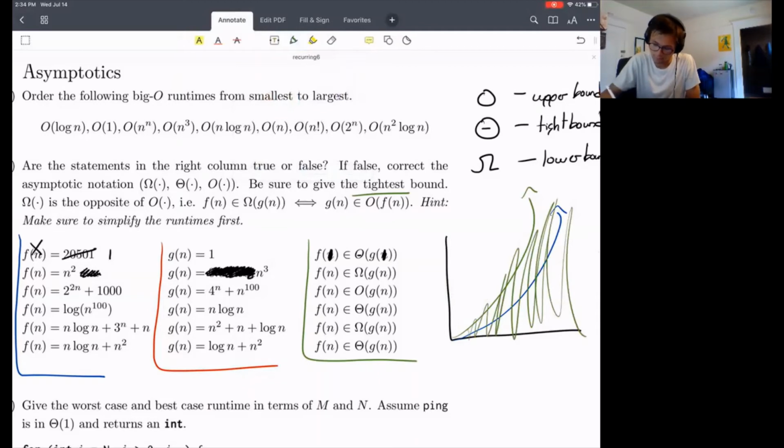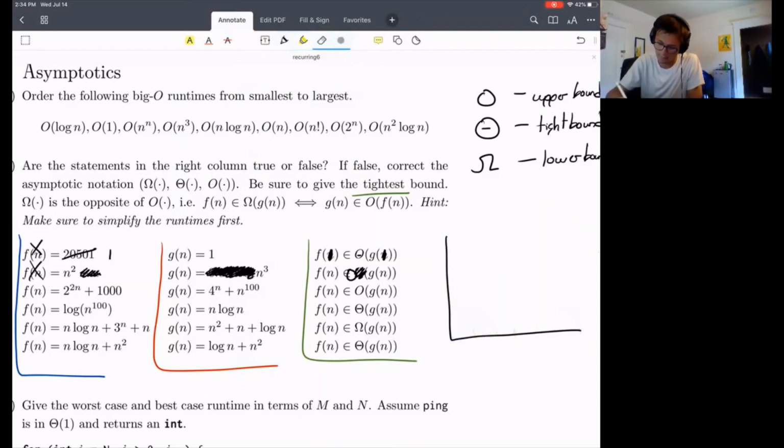That means that we should switch our notation. So this should not be omega of g of n. This should be O of g of n. So this is false. It should be O of g of n, and then the statement is true. Okay, continuing on. Let's simplify this. Constant here, we don't need it. So we have 2 to the 2n. Then we have a number here. This 4 to the n is going to grow bigger than n to the 100, so this is no longer needed.